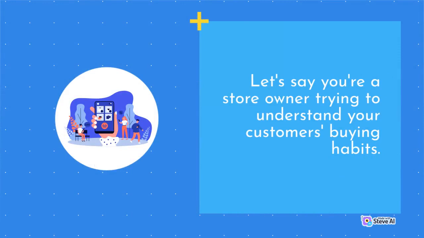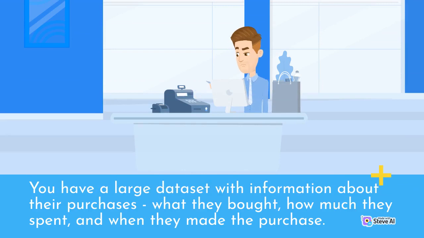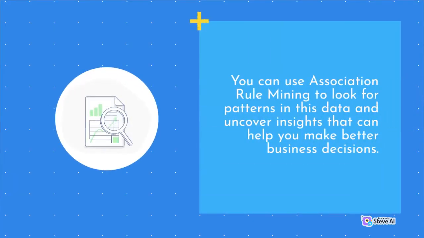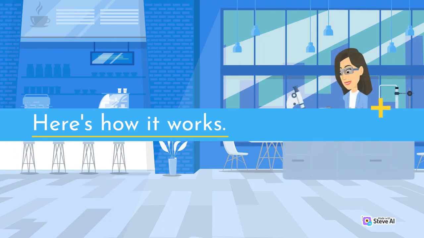Let's say you're a store owner trying to understand your customers' buying habits. You have a large dataset with information about their purchases, what they bought, how much they spent, and when they made the purchase. You can use association rule mining to look for patterns in this data and uncover insights that can help you make better business decisions. Here's how it works.